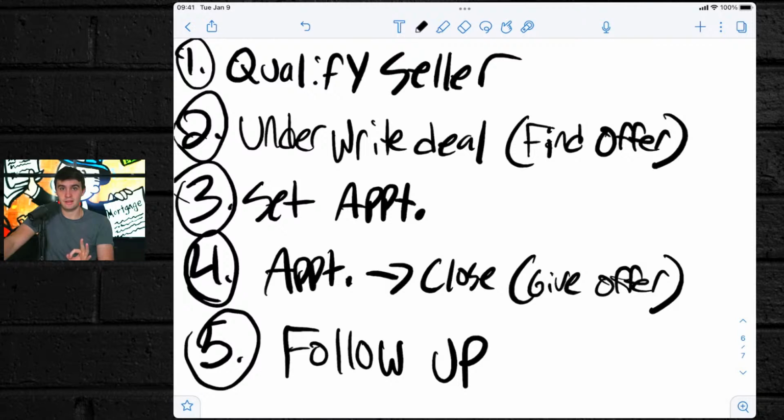I want everybody to understand this. We're going to set the appointment with the seller, or we do it over the phone, right? Good time, all the decision makers are there, right? Number 4 is going to be the appointment. Then we're going to close them on the appointment or over the phone for virtual wholesaling.